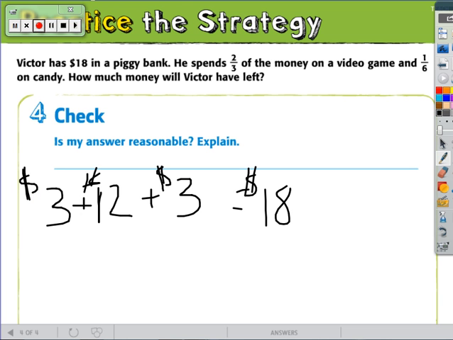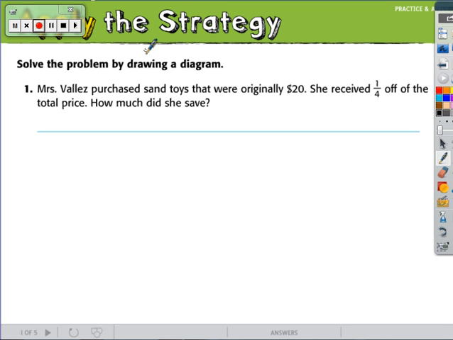Okay, I'm going to give you a couple minutes to work on number 1 on your own, and then I will show you how I want you to do it, and we'll move on. Okay, so Mrs. Valles purchased sand toys that were originally $20. She received a quarter off, or 1/4 off, of the total price. How much did she save?